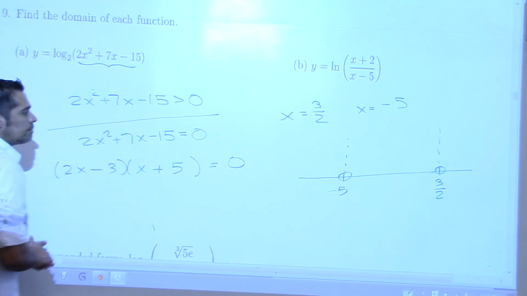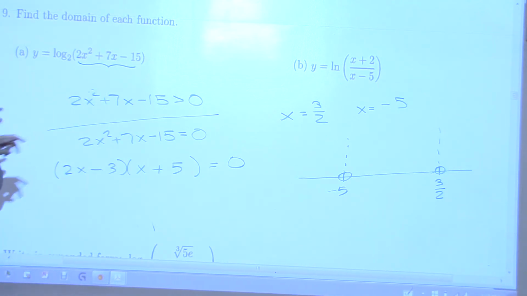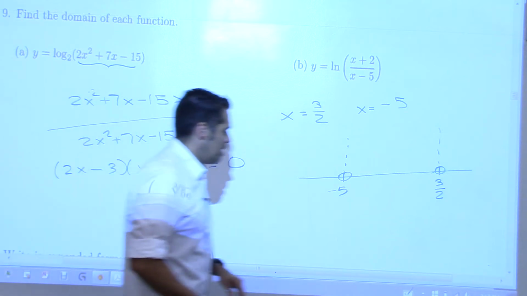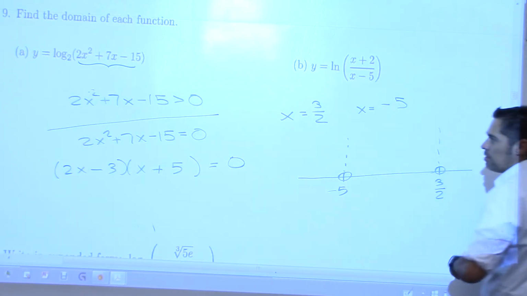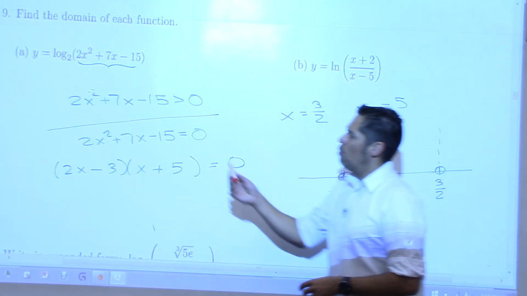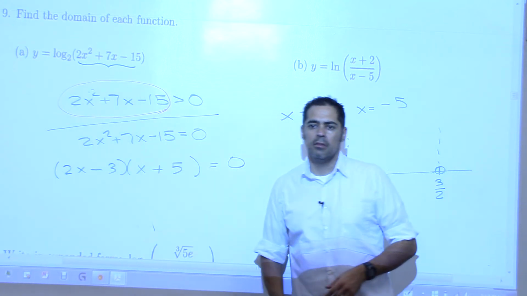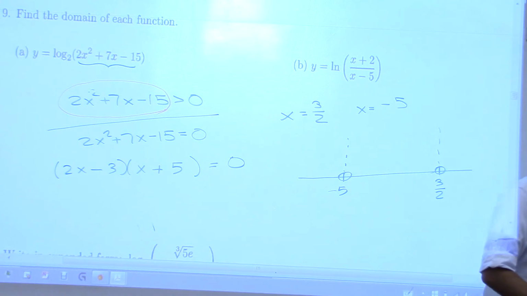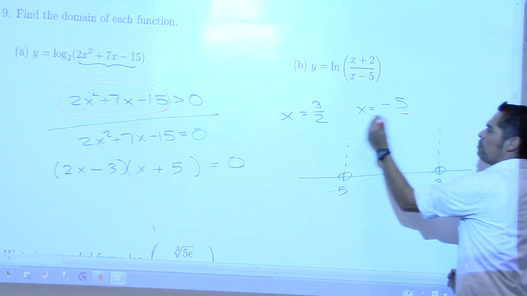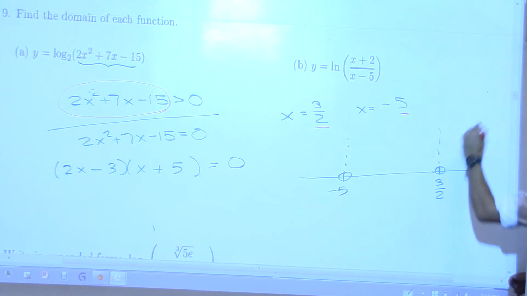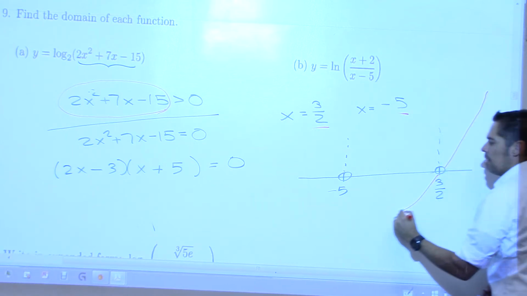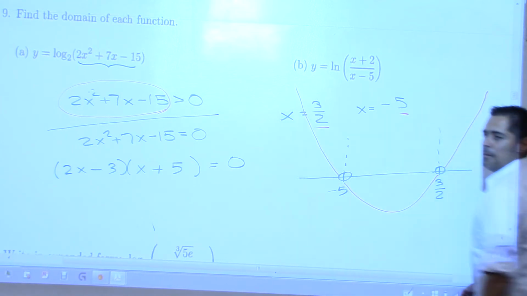Now, I like the idea of testing points. That's great. But there was another way I explained you could do it, and that's just to think about what this would look like if I graphed it. Just that part right there. It's a parabola, right? Opens which way? Up. And these 2 points are x-intercepts, aren't they?